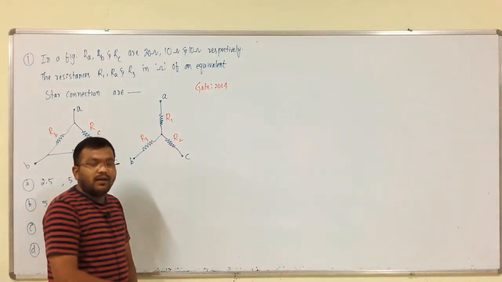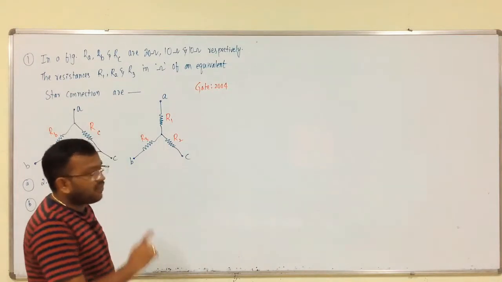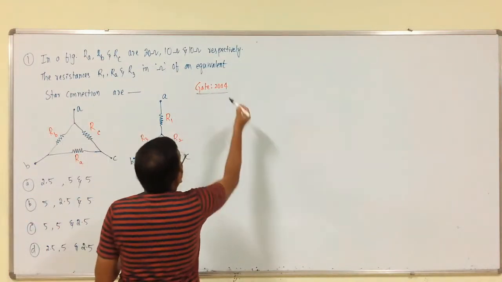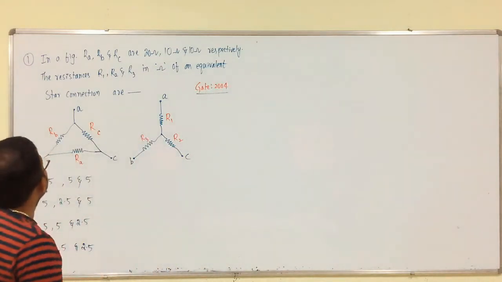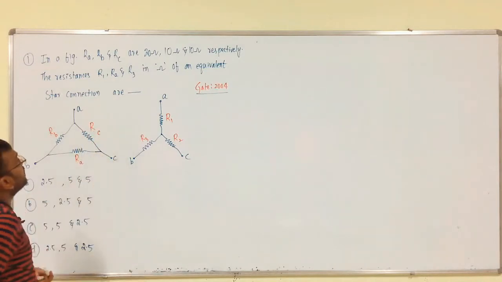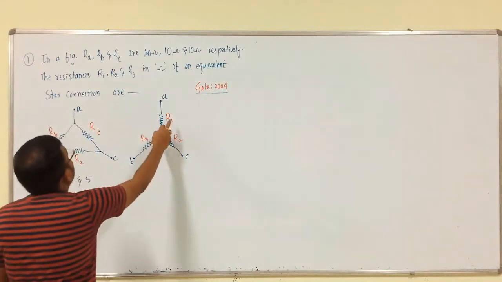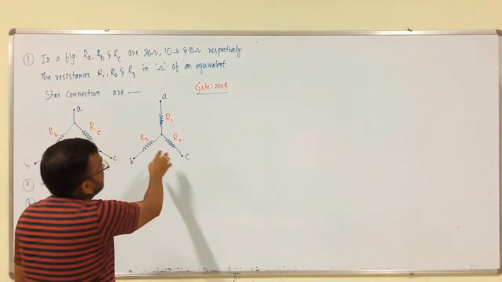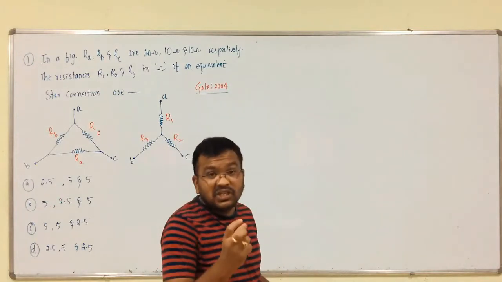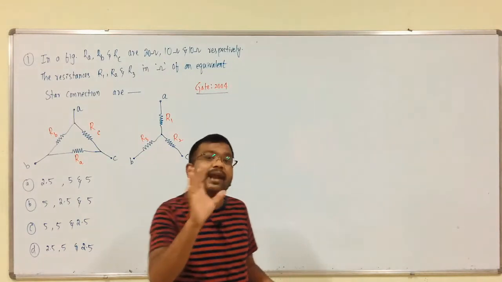Hello everyone. Now we have to discuss the problems based on star delta connections. This is the first problem, asked in GATE 2004. In the figure, RA, RB, RC are 20, 10 and 10 respectively. The resistances R1, R2, R3 we have to calculate in star. So, we have to calculate the equivalent resistances in each and every branch in the star connection. The given connection is nothing but delta.